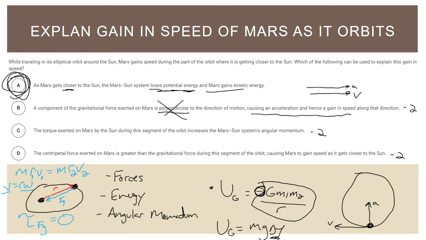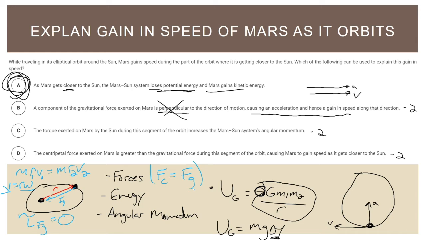For D, it says the centripetal force exerted on Mars is greater than the gravitational force during this segment of the orbit, causing Mars to gain speed as it gets closer to the sun. Remember, the main forces analysis that you have to use for orbits is that the centripetal force is the gravitational force. So the centripetal force can't be greater than the gravitational force. The centripetal force is the gravitational force.